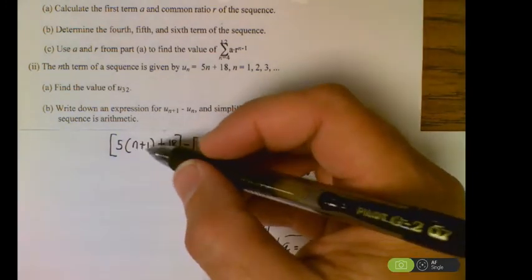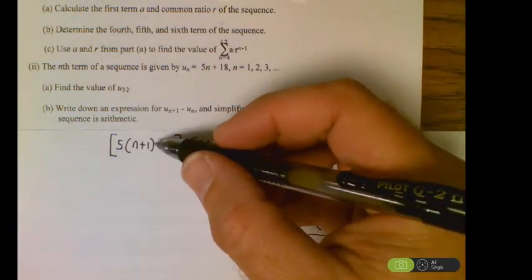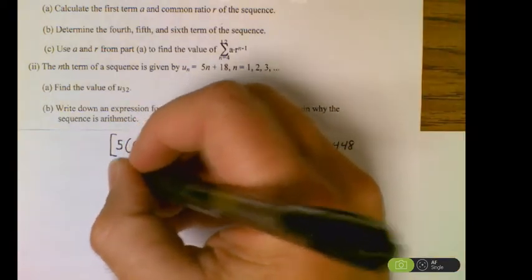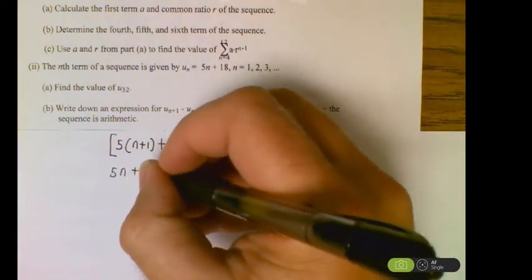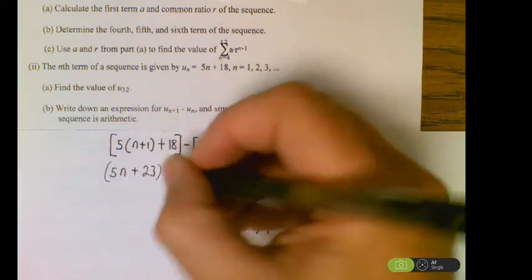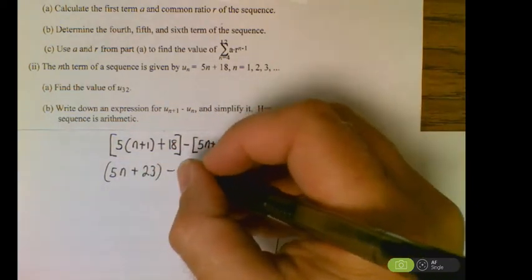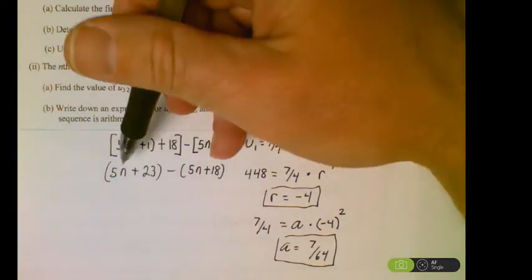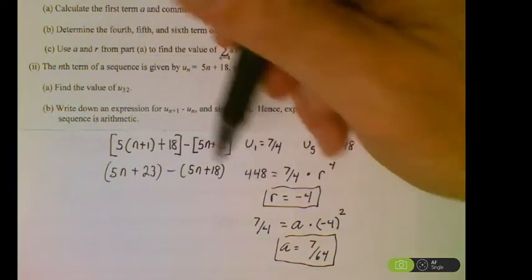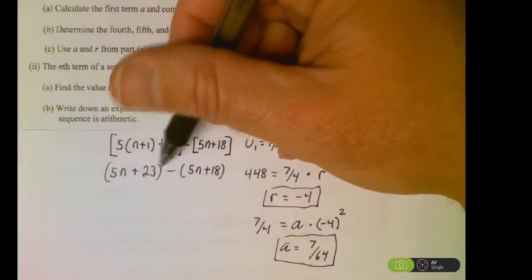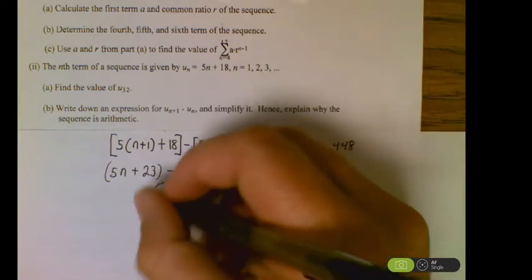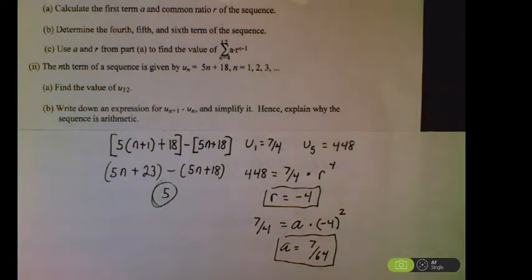So we got the 5n plus 5. That plus 5 will combine with the plus 18. So let me write that as 5n plus 23. And again, I am doing that minus this one. So obviously the 5n minus 5n would cancel. 23 minus 18 is going to come out to be a 5. And there we go, we have our common difference of 5.